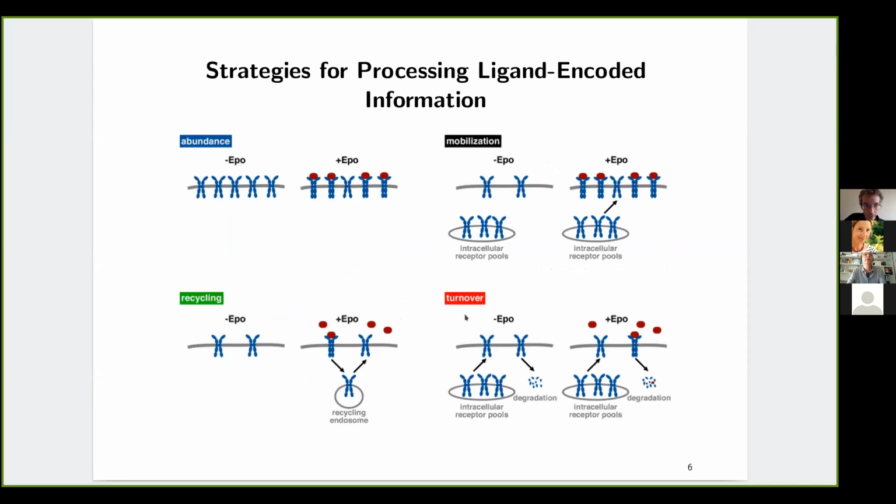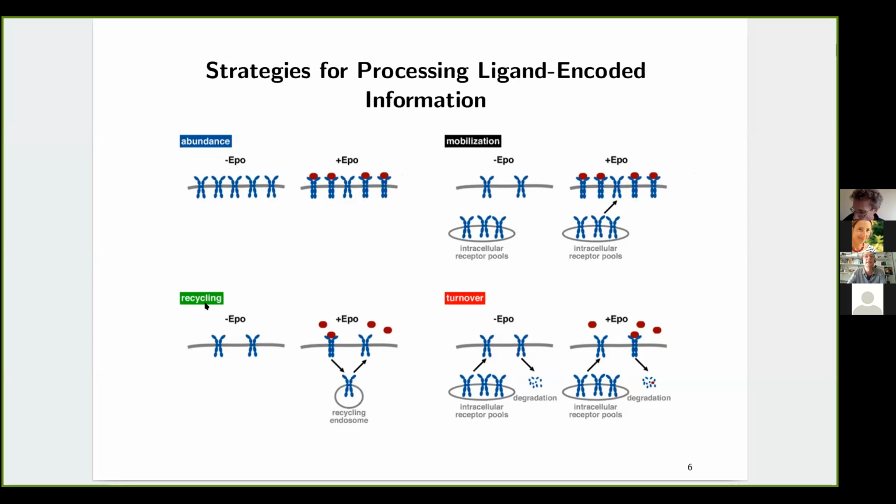From a biological point of view, there are 4 different possible solutions to the problem. Here on the left-hand side, it's always shown the case where there is little Epo, the normal level of Epo, and here is a high level of Epo. The first possibility, abundance, would be just to have a lot of Epo receptors. The second one, we call it mobilization, is the following procedure. It is known that 90% of the Epo receptors are not at the cell membrane, but in intracellular vesicles. Mobilization would mean if a lot of Epo comes, then these receptors are mobilized and brought to the cell membrane.